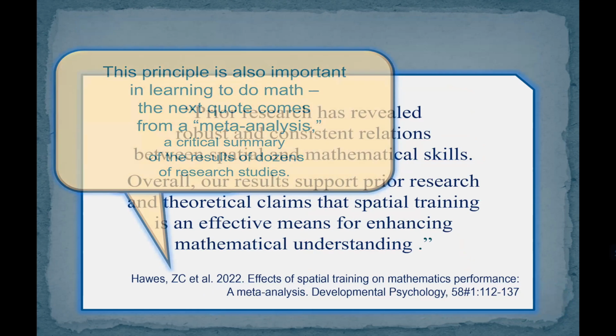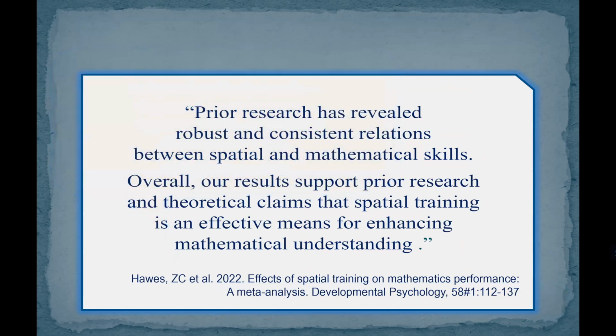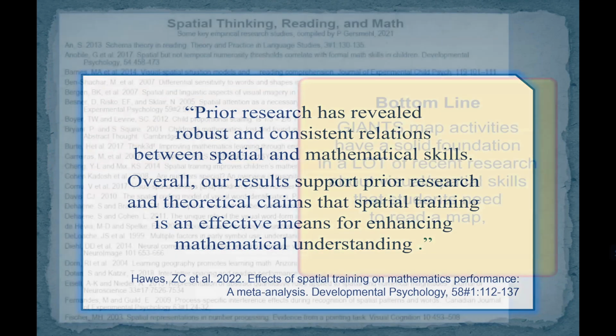The next quote says, prior research has revealed a robust and consistent relation between spatial and mathematical skills. Spatial training is an effective means for enhancing mathematical understanding. Now, that article was written in 2022. That's fairly recent because we haven't been looking at brains with brain scanners for more than a couple decades now.